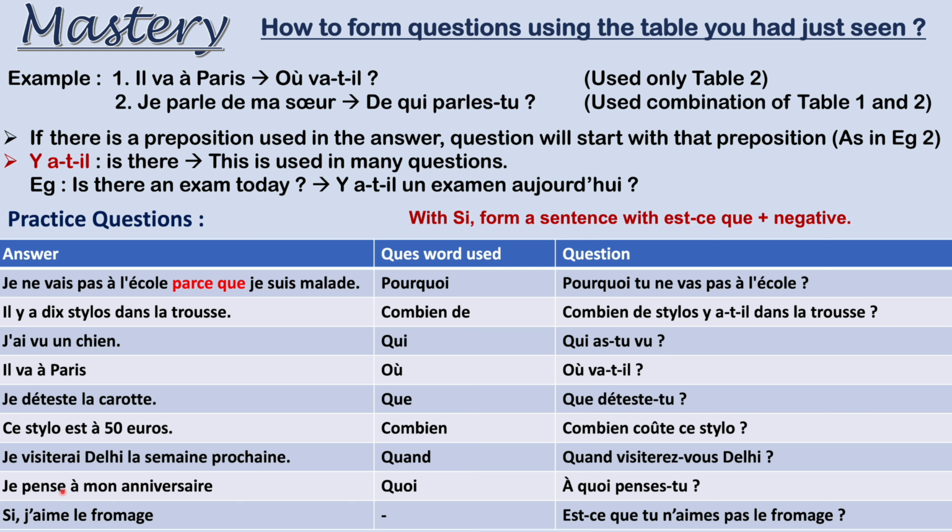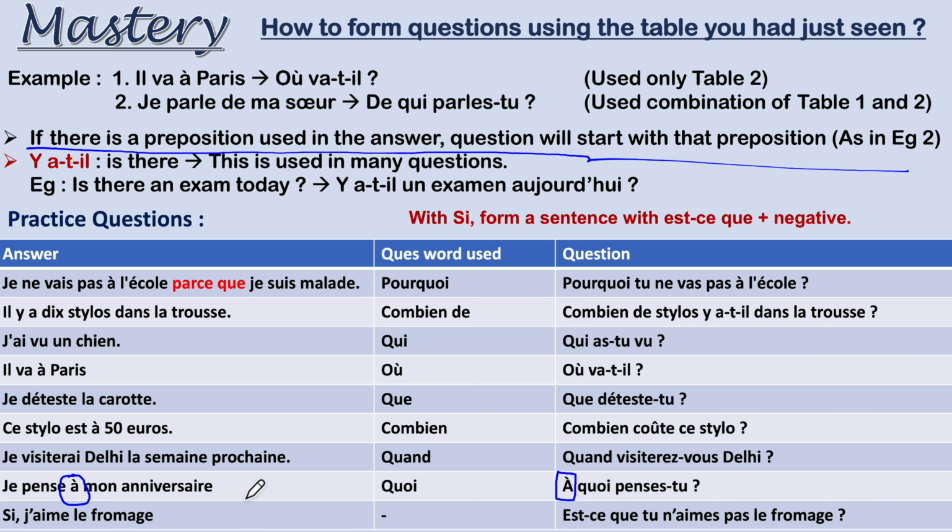Then we have a preposition here. If you see the rule I just mentioned, if there is a preposition used in the answer, the question has to start with that particular preposition. You see, the preposition used here is à. So we'll be starting our question with this preposition. Let me mark it here. As per this rule I mentioned above, we have to use this preposition in the beginning of our sentence. So I've started my sentence with à. That's the preposition.